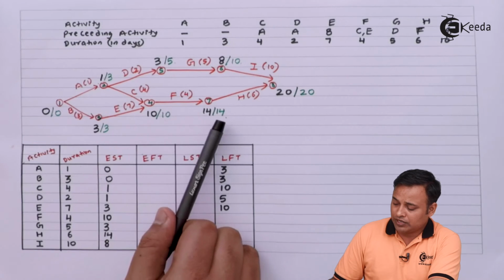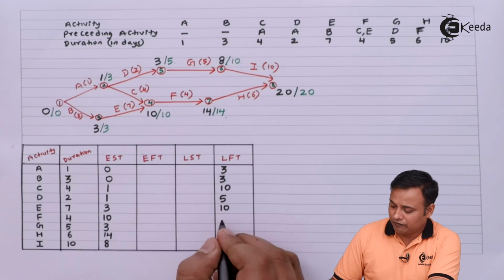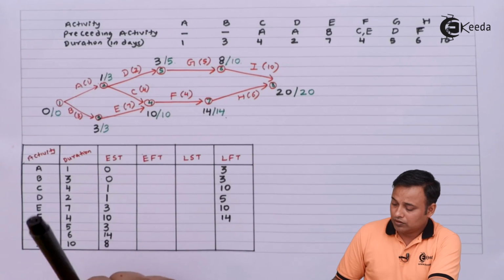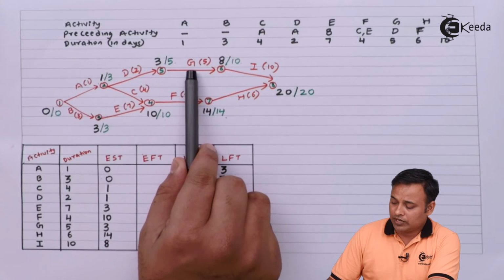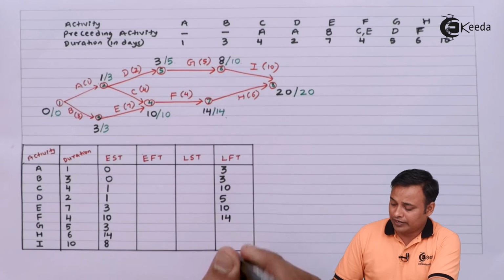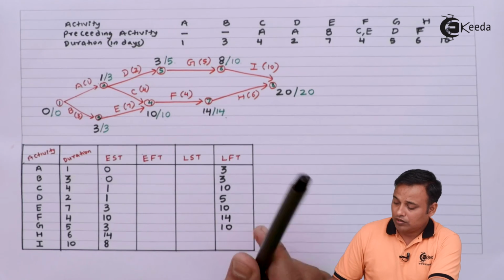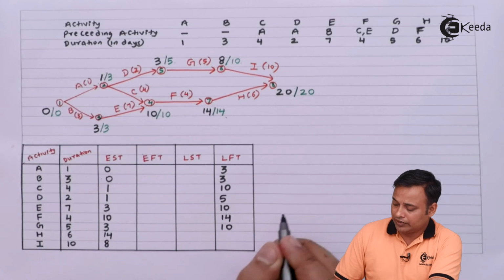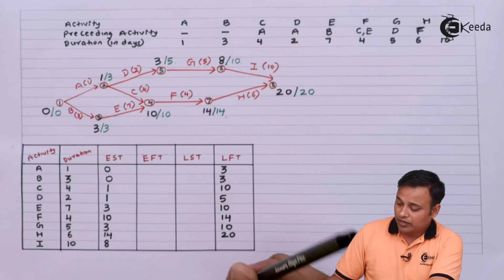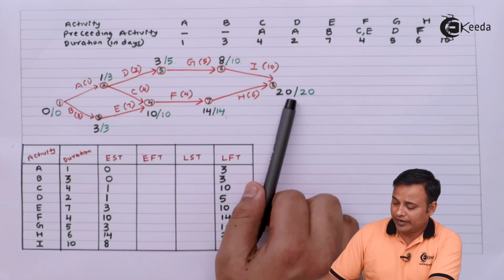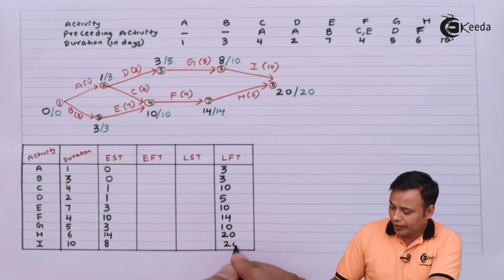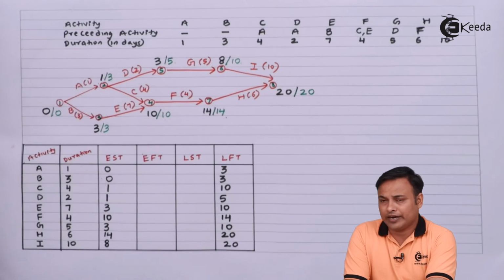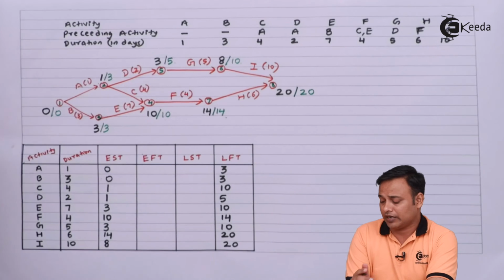For F, the head is 7, right-hand side number is 14. For G, the head is 6, right-hand side number is 10. For H, head is 8, right-hand side number is 20. And for I, again the head is 8, the number on the right-hand side is 20. So I got the latest finishing time. The next thing I need to calculate is the earliest finishing time and the latest starting time.